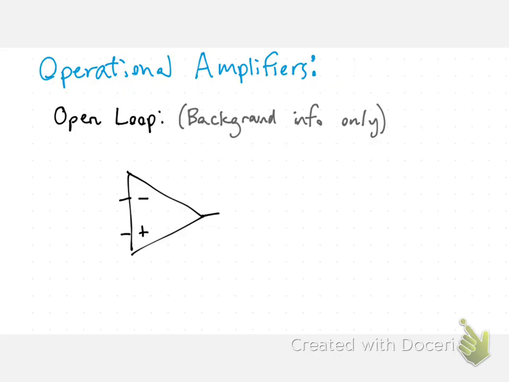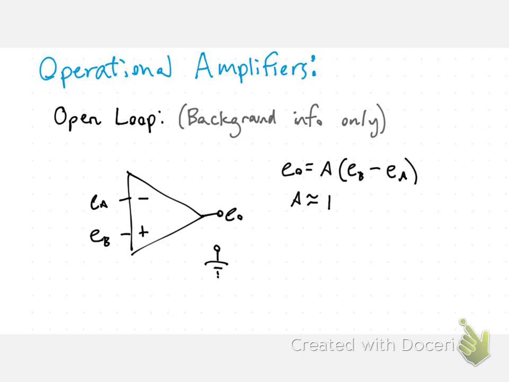Now, an op amp is a little device that has a positive and a negative input, and the output is going to be based off of that positive and negative input. So ideally, it's going to amplify the difference, where our output would be equal to A times EB minus EA, but A is going to be a huge number, typically on the order of 10 to the 5th power, and the device isn't going to be able to output that much because it'll be limited by the power supply.